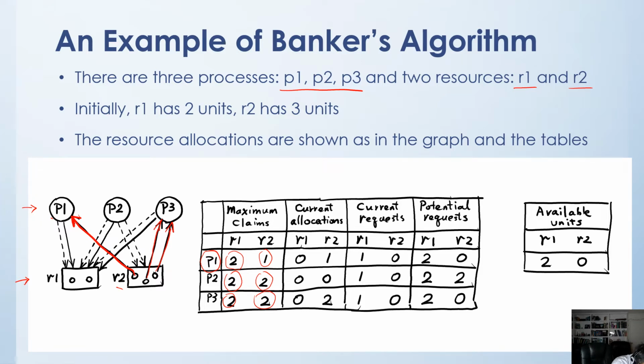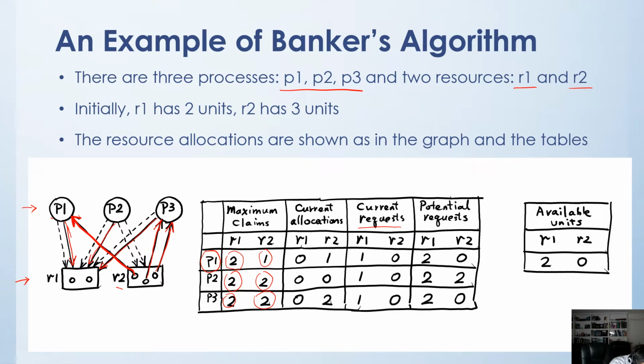Now the request looks like each process has 1 request for R1. So process 1 has 1 request for R1. Process 2 has 1 request for R1. Process 3 has 1 request for R1. Now, none of the processes request R2. Okay.